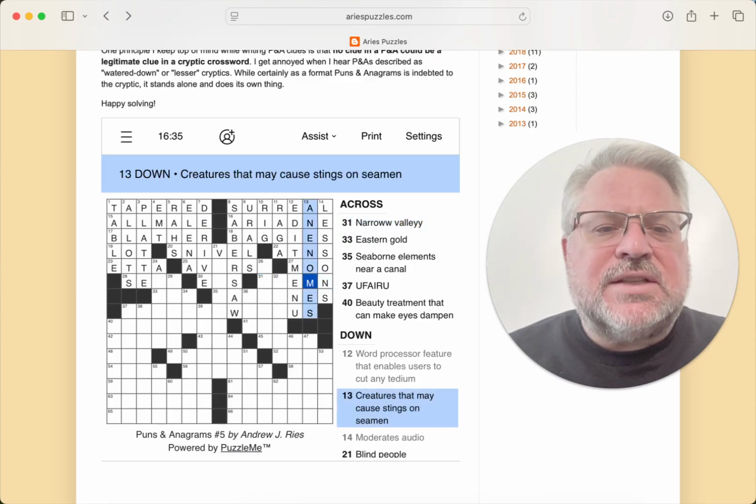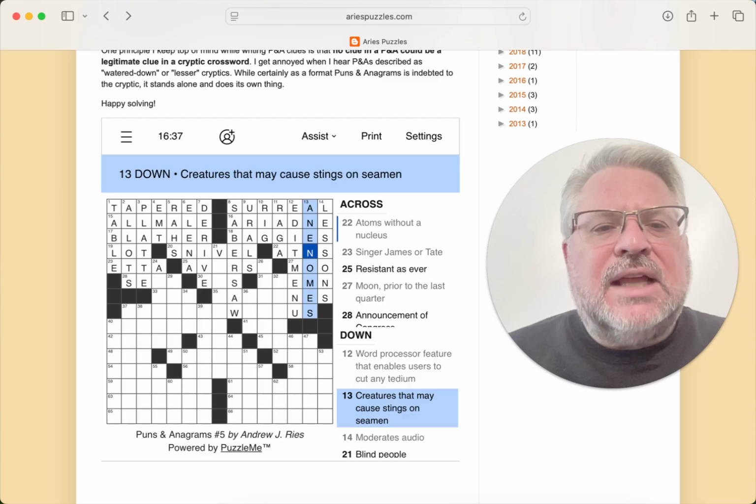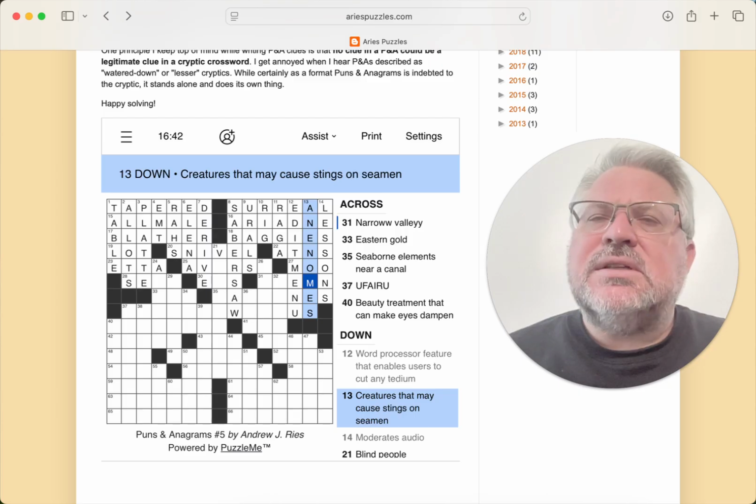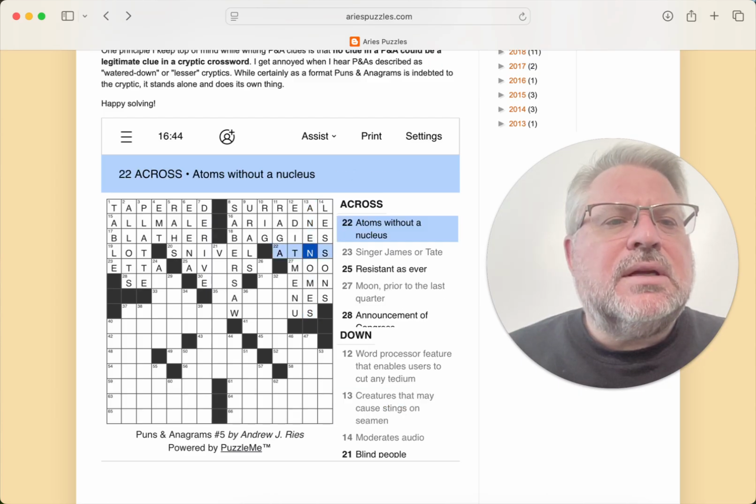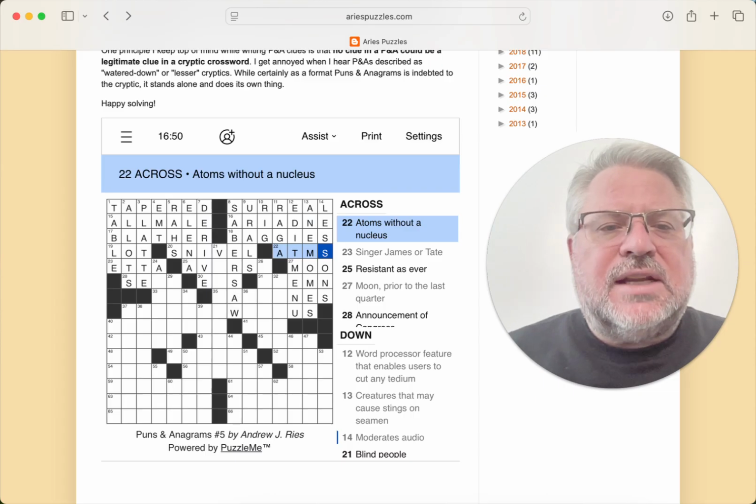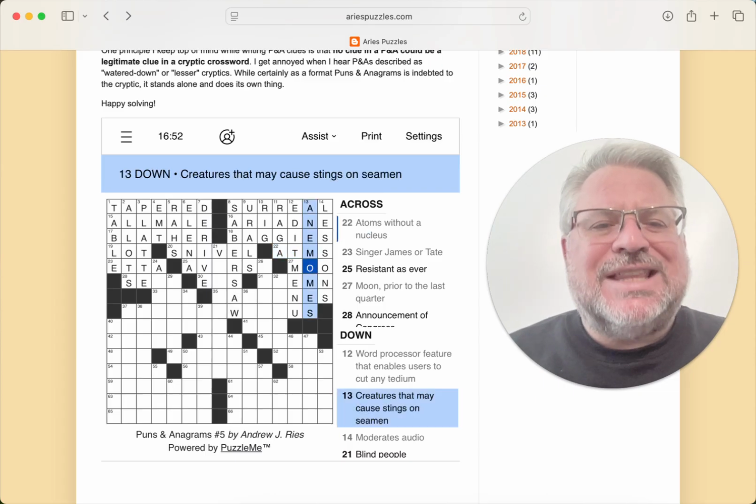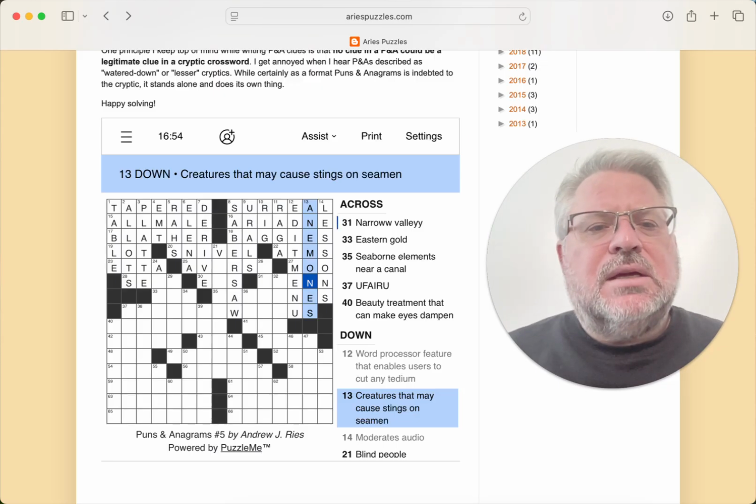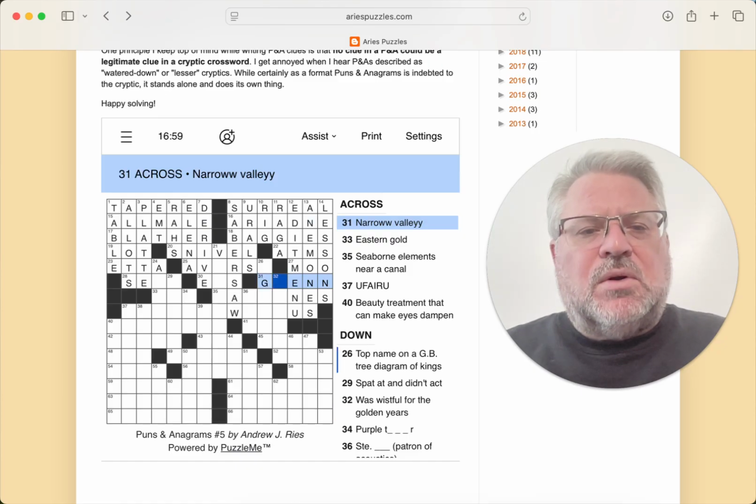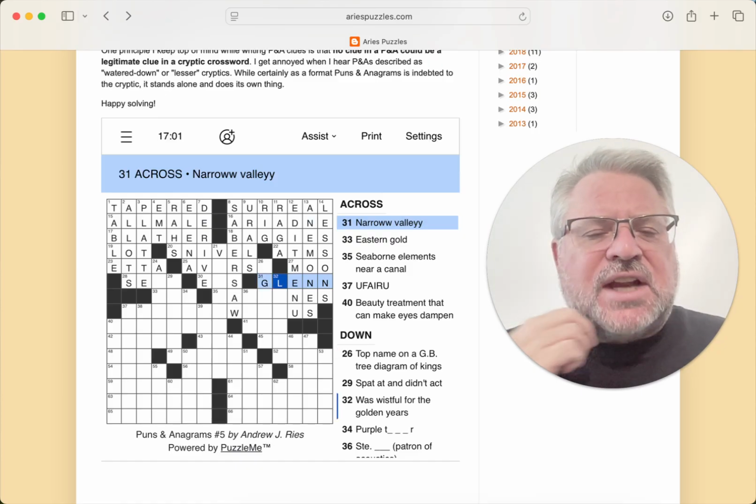I feel like I've got something else wrong there. And then anemones. Have I got that right? Or is it atoms without a nucleus? Or ATMs. We take out the core of the word atoms, get ATMs. It's anemone. Anemone. Okay.